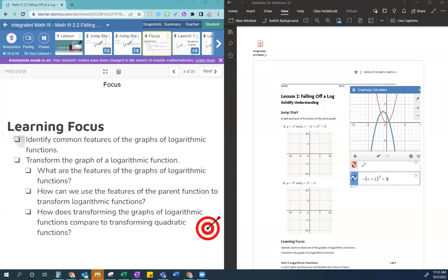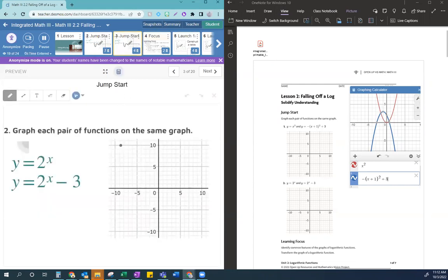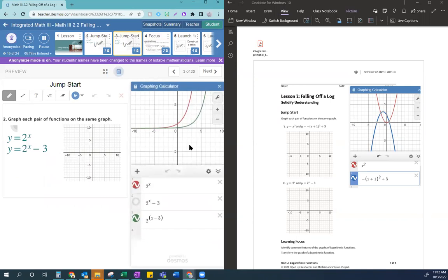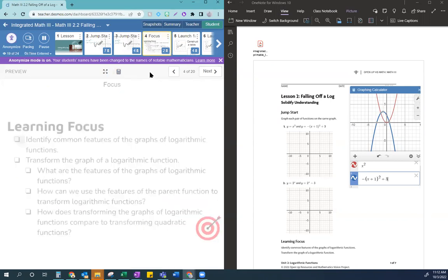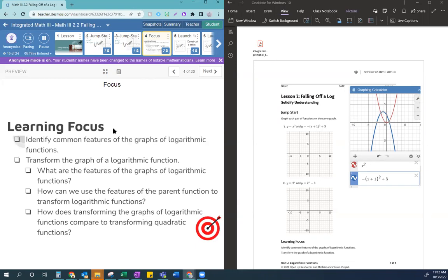Okay, so 2.2, this is what you'll be learning: identifying common features of a graph of a logarithmic function. When we say common features of a graph, think about all these functions as families. We've got our quadratic family, over here we had our exponential family, and now I'm introducing you to our log family. And all the logs have some features in common, just like you.